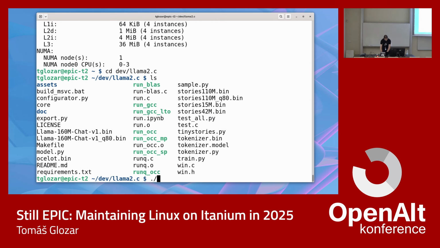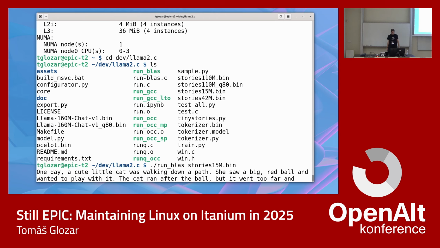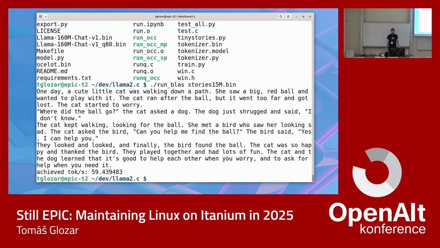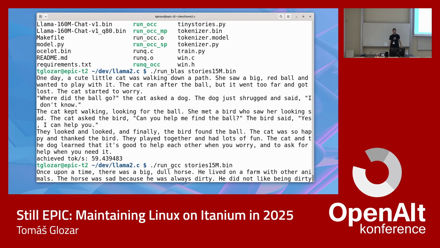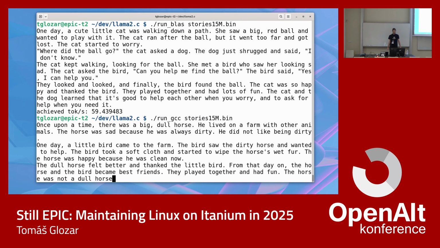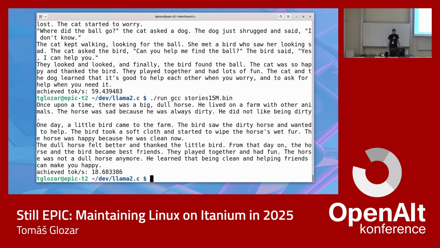And you can see that if I run this with the BLAS model, it will generate a story, and we get about 60 tokens per second. But if I run this just with plain GCC, it's much slower. All of those are parallelized. Those are using OpenMP, so it runs on both of the cores. Yeah, so this was the demo. And that's all from my talk.